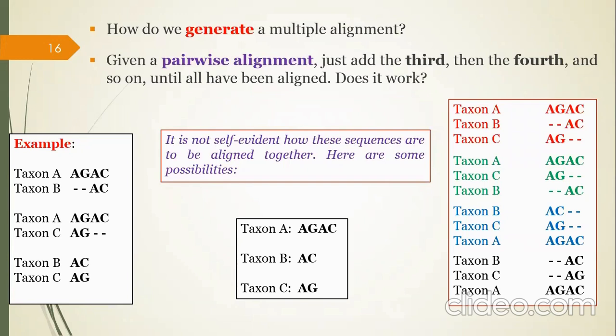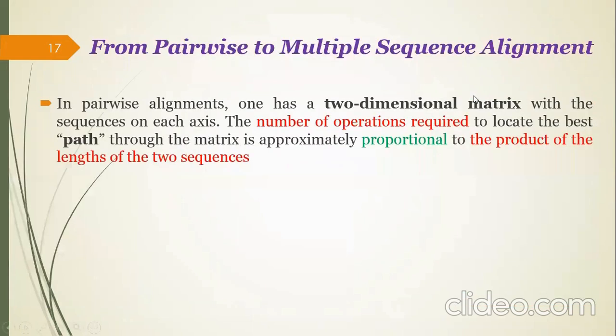Yes, sir. Okay, so proceeding further. In pairwise alignment, one has a two-dimensional matrix with a sequence on each axis. So one is the x-axis, एक sequence को हम x-axis में लिख लेते हैं, दूसरे को हम y-axis पे लिखते हैं, ठीक है। And the number of operations required to locate the best path through the matrix is approximately proportional to the product of the length of the two sequences. Wait for a while.